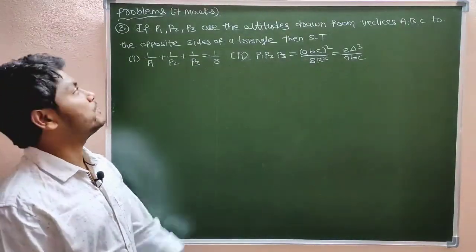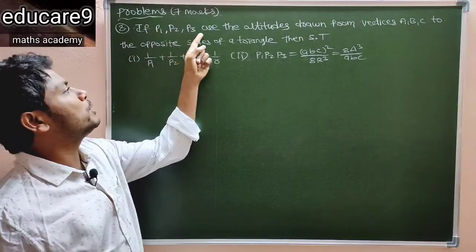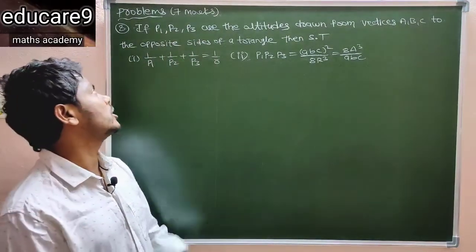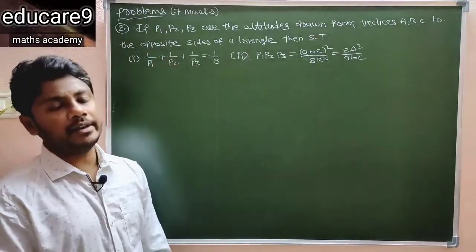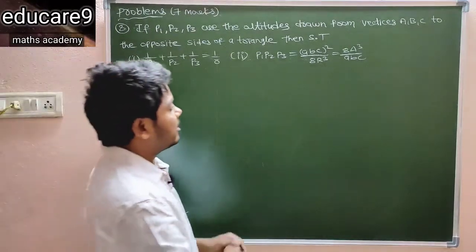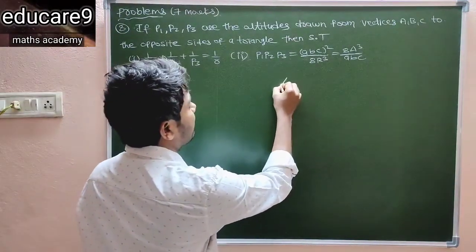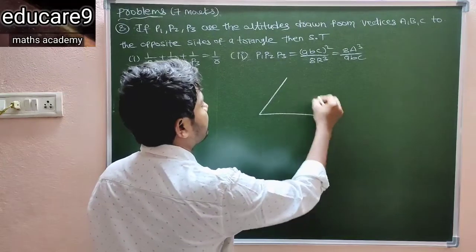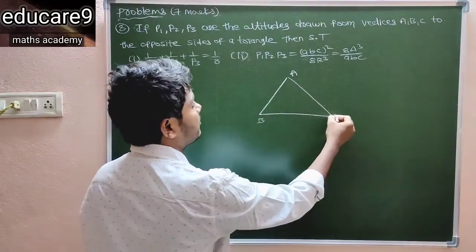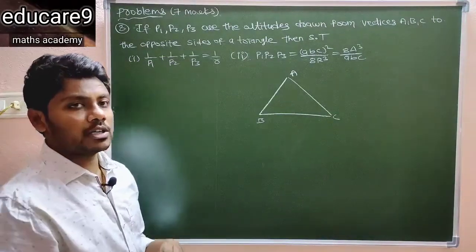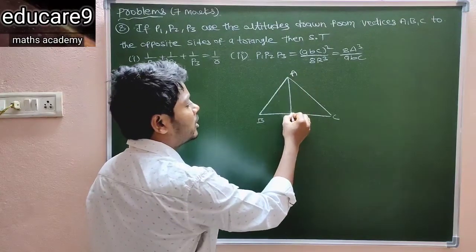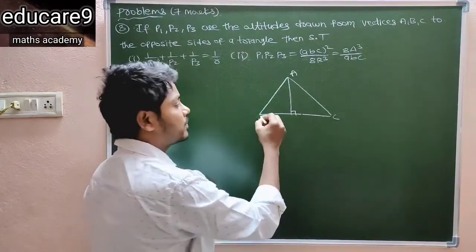So here, next problem. If P1, P2, P3 are altitudes drawn from vertices A, B, C to the opposite sides of a triangle, then show that these two conditions hold. So here, first consider the triangle ABC. This is the triangle ABC. So draw the altitudes. Altitude means a perpendicular line drawn from a vertex to the opposite side.